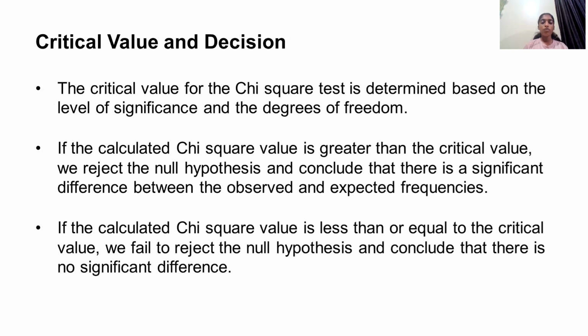The critical value for the chi-square test is determined based on the level of significance and the degrees of freedom. If the calculated chi-square value is greater than the critical value, we reject the null hypothesis and conclude that there is a significant difference between the observed and expected frequencies. If the calculated chi-square value is less than or equal to the critical value, we fail to reject the null hypothesis and conclude that there is no significant difference.